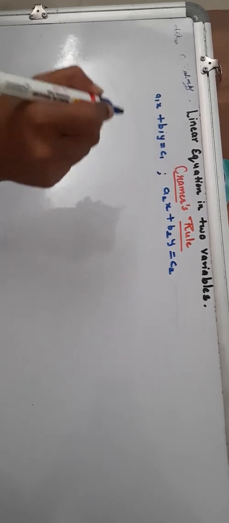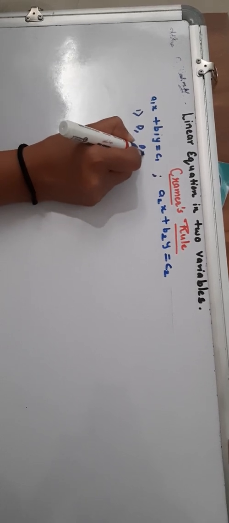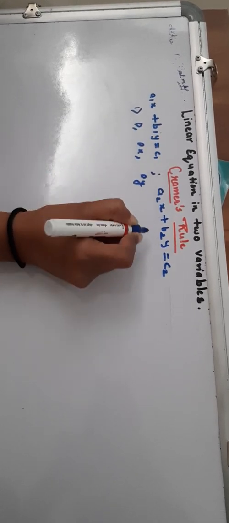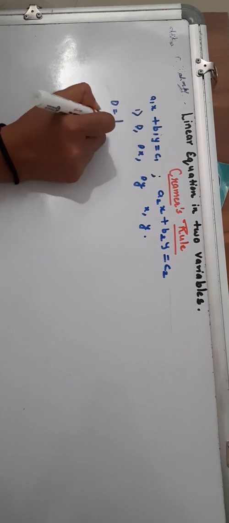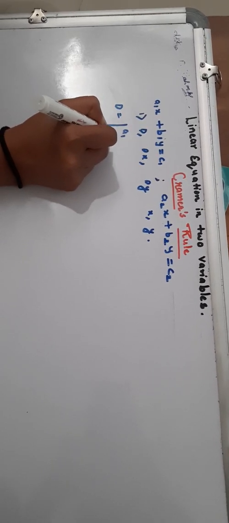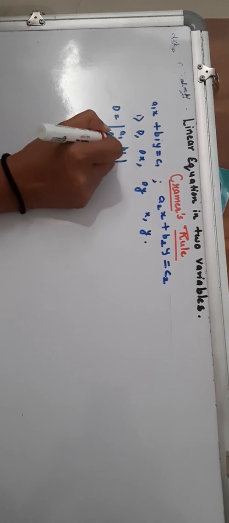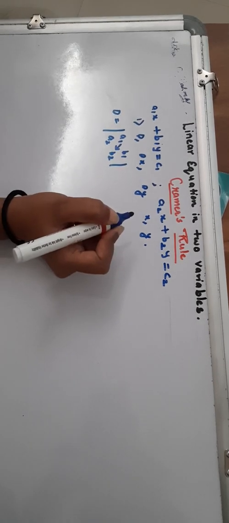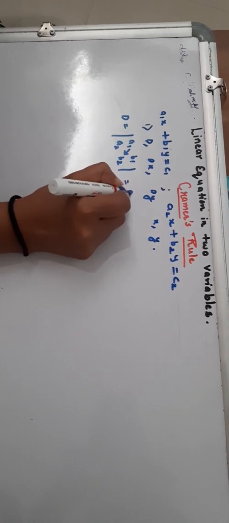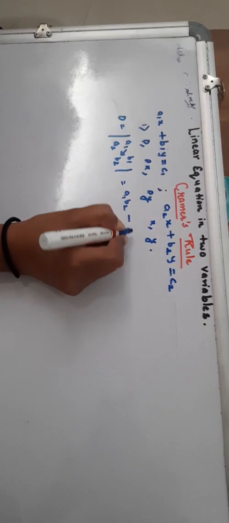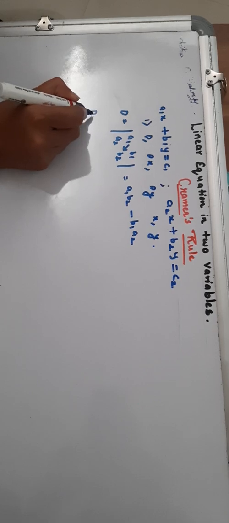Now the basic thing we have to do, the very first thing, is find out D, then Dx and Dy. Then we have to find out x and y. So for D, it is a1, a2, one below the other, b1, b2. You have to multiply this, as I have shown with the arrow, so it will be equal to a1 b2 minus b1 a2. Okay.